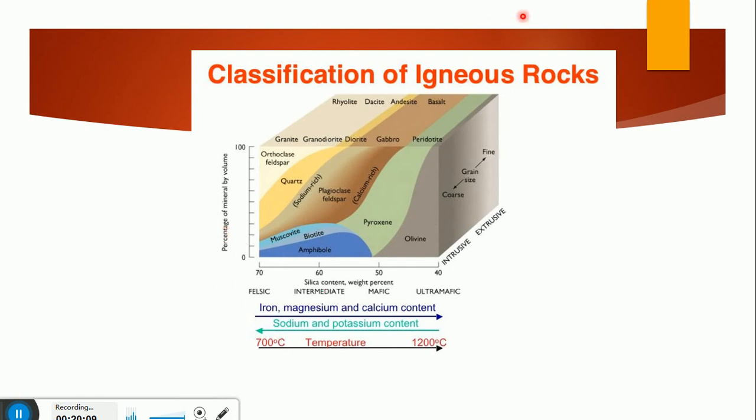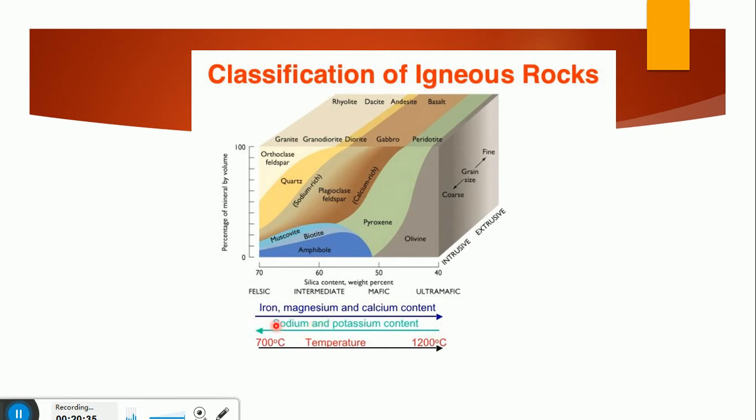Classification of the igneous rock. From this diagram you can easily see: first, lower temperature at 700 degrees centigrade, and here the higher temperature, 1200 degrees centigrade. Lower temperature shows the felsic rock, intermediate temperature shows the intermediate and mafic rocks, and ultramafic rocks show at the very high temperature.